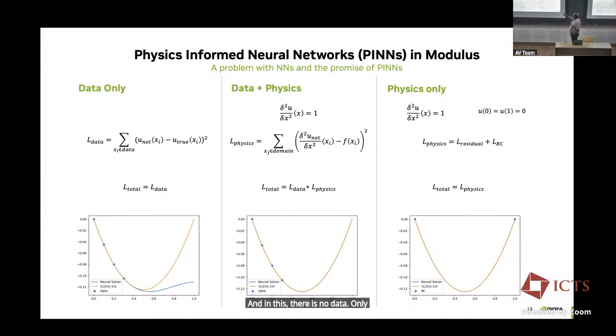Only two boundaries are given. That U0, U1 is 0. These two boundaries are given. And you solve this equation just by this physics loss. Then you find that it follows closely.